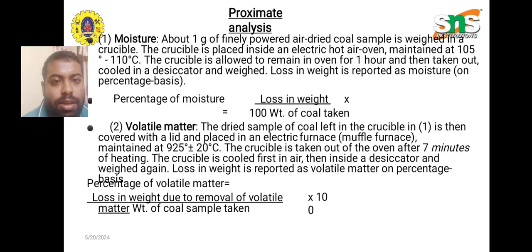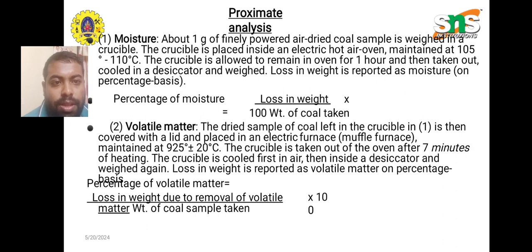Proximate analysis. It is used to measure moisture, and how it is measured is that about 1 gram of finely powdered air dried coal sample is weighed in a crucible. Then it is placed in an electric hot air oven at 105 to 110 degrees Celsius. This crucible is allowed to remain for 1 hour and then taken out, cooled in a desiccator and weighed. The weight loss is then reported as moisture content. The percentage of moisture is equal to loss in weight by gram weight of coal taken into 100.